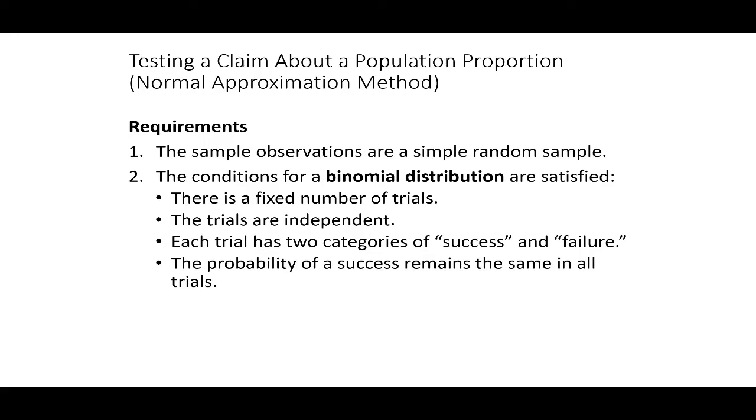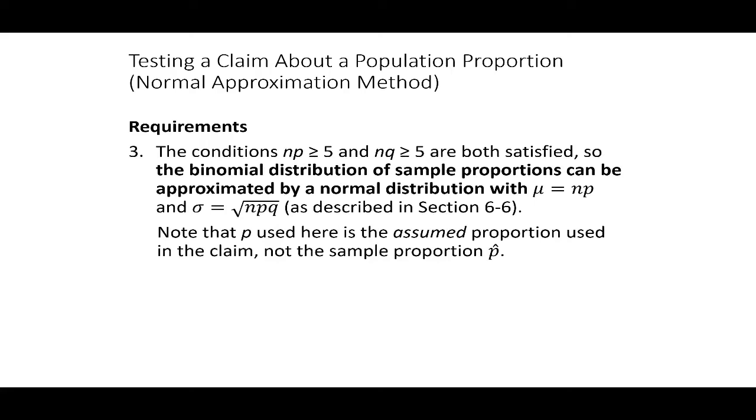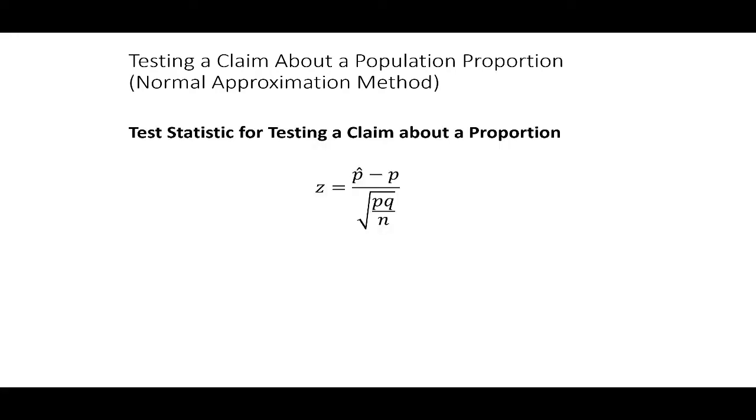The sample observations should be a simple random sample. The distribution should be a binomial distribution. And the condition n times p, which is the sample size times the population proportion, should be greater than or equal to 5. So those are the requirements. After that, we can find the sample test statistic by using this formula. This section is very, very similar to the previous section.